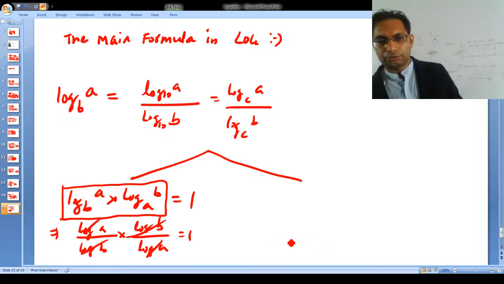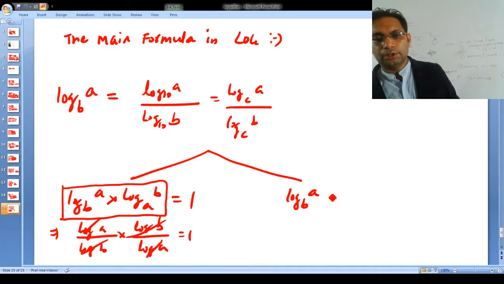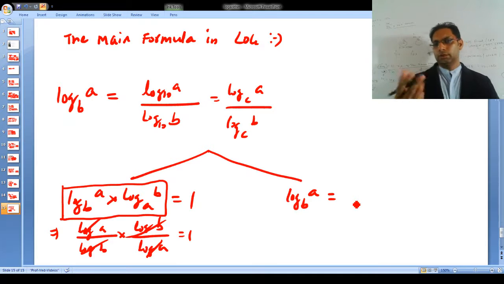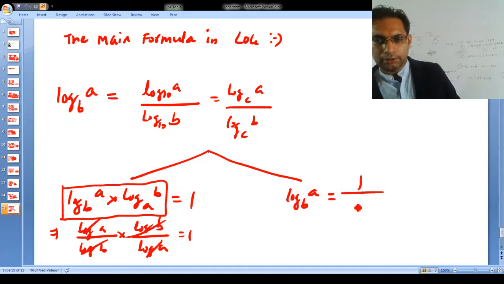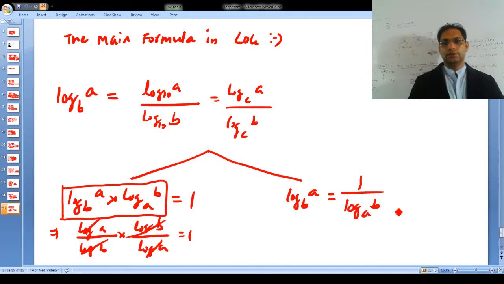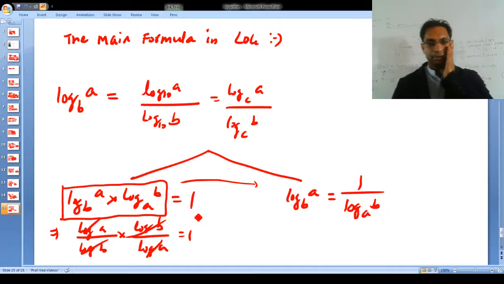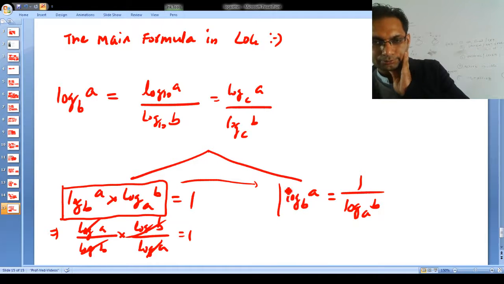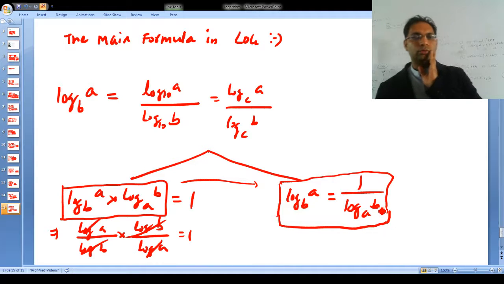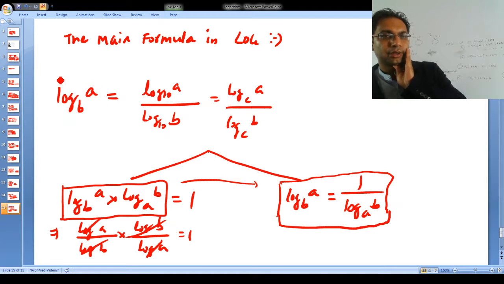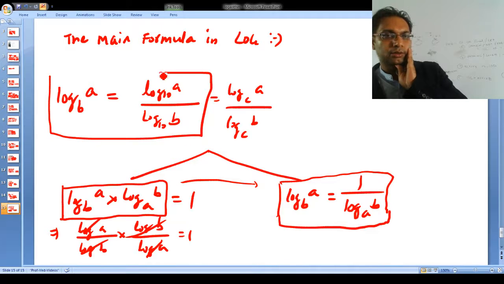One more thing, this comes from here. So if you are given log of a to the base b and you want to write it in the opposite base, you can write it like this: 1 by log of b to the base a. This is from here only. So these are three observations. These are not rules or formulas. Three observations.